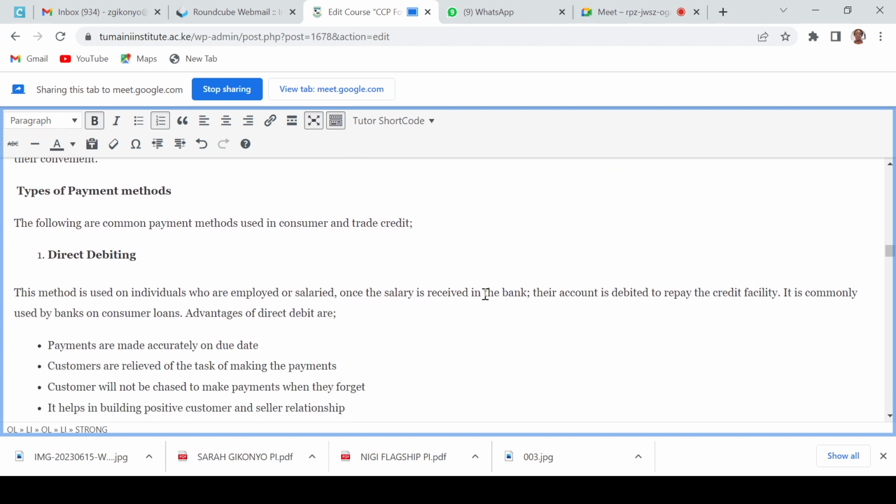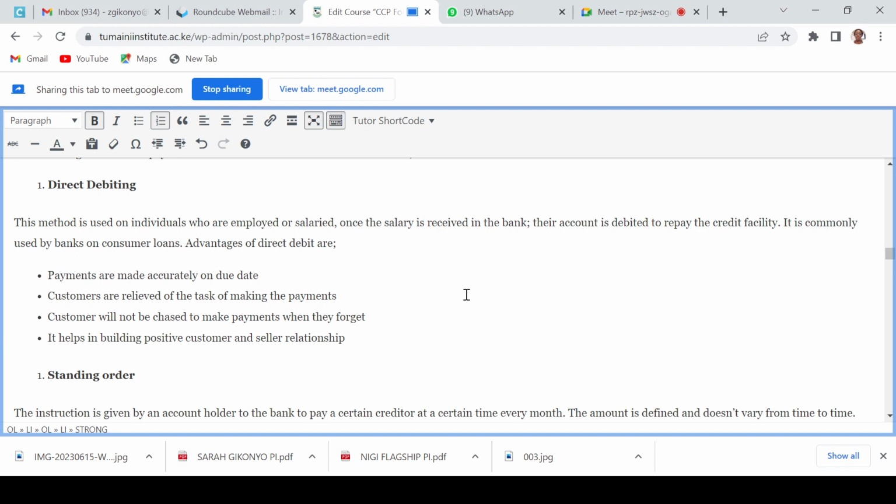So which methods are these that we use? I think number one is what we call direct debiting. Direct debiting, meaning that payments, this one we see it commonly, inatumika sana for individuals who are employed or salaried. Once the salary is received in the bank account. And remember, when I'm talking about payment, nimezi combine zote. So utapata za consumer ziko hapo ndani, za kulipia consumer, za kulipa export, because payment methods hazina utofauti.